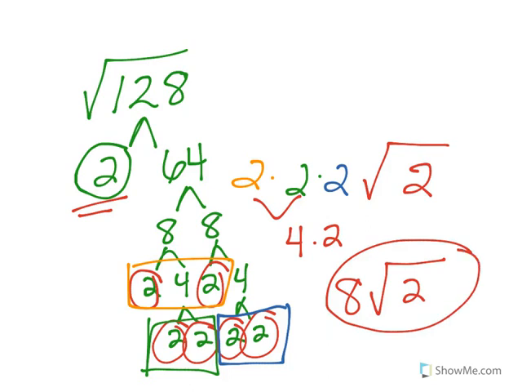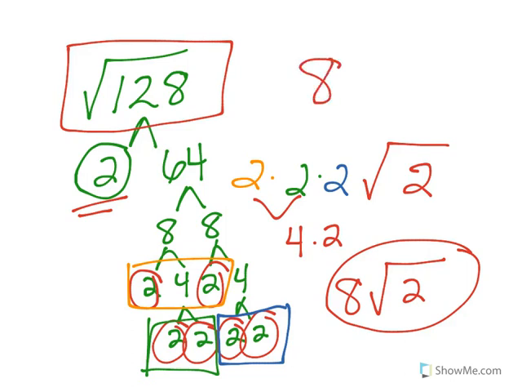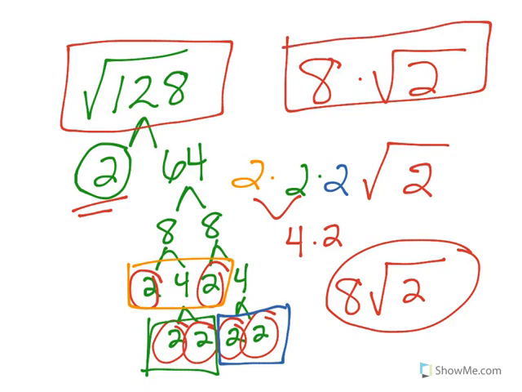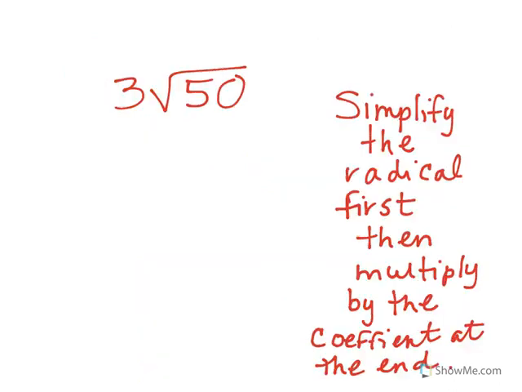I want you guys to check that and make sure it's simplified. So you're going to put the square root of 128 in your calculators and then put 8 square roots of 2, which is the same thing as saying 8 times the square root of 2. Make sure that they equal each other.